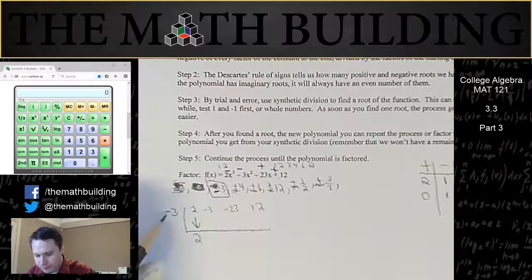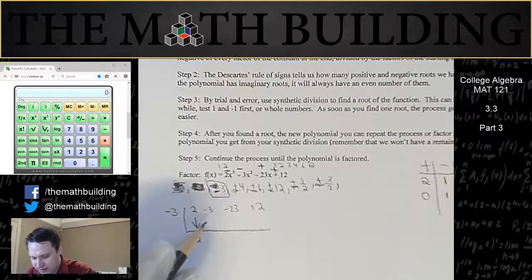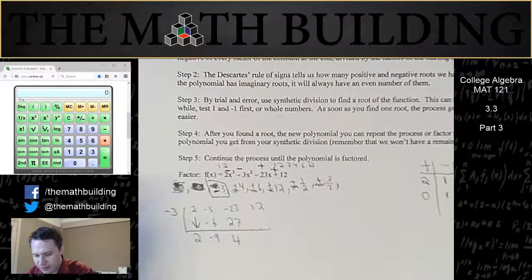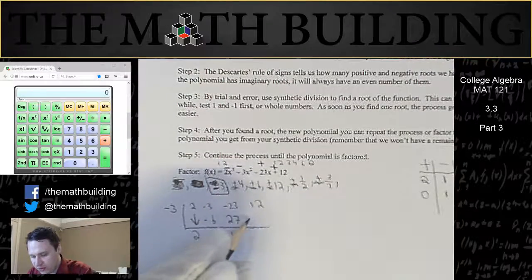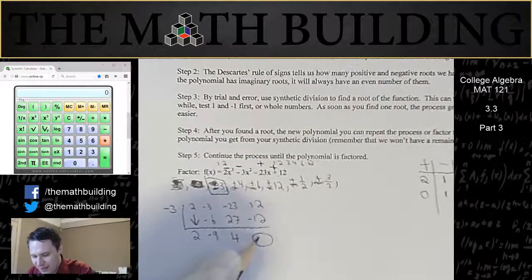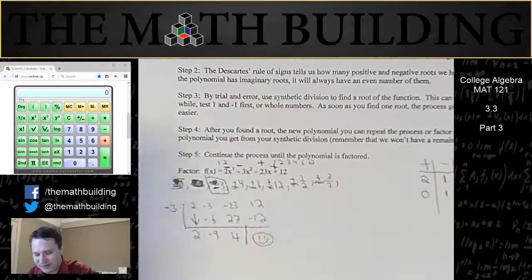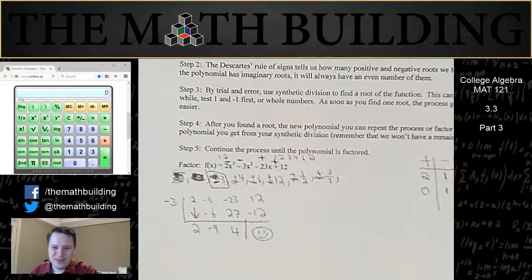So 2, -3 times 2 is -6. -9. -3 times -9 is 27. Add those up to get 4. -3 times 4 is -12. And now you see why I put a smiley face there, because we finally got a 0.